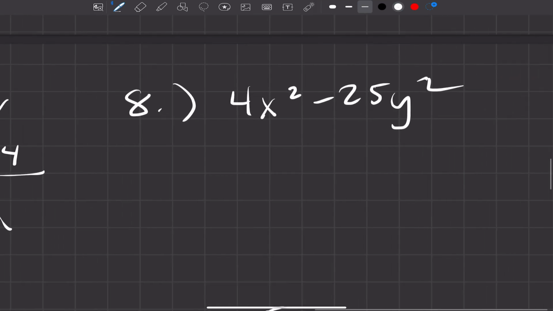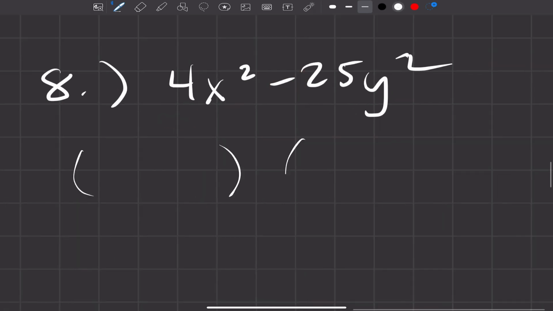8. 4x squared minus 25y squared. Notice that we have 2 terms here. Well, actually, this is a difference of 2 squares, because if we look at the 4, that's a perfect square. If we look at the x squared, that's a perfect square. 25 is a perfect square, and y squared is a perfect square. Everything is separated by the minus sign here.